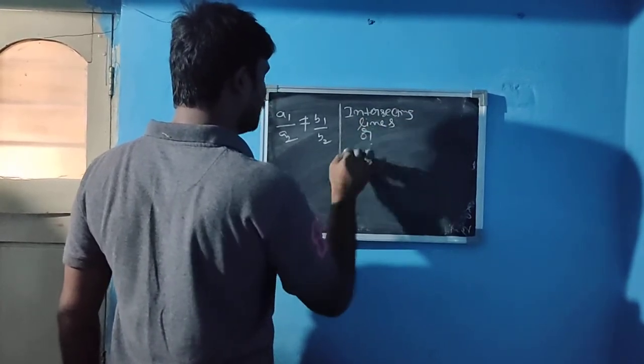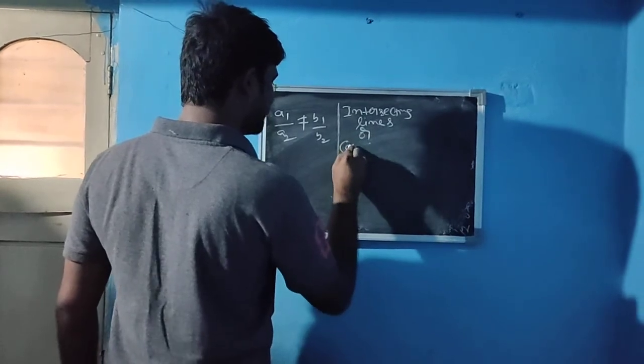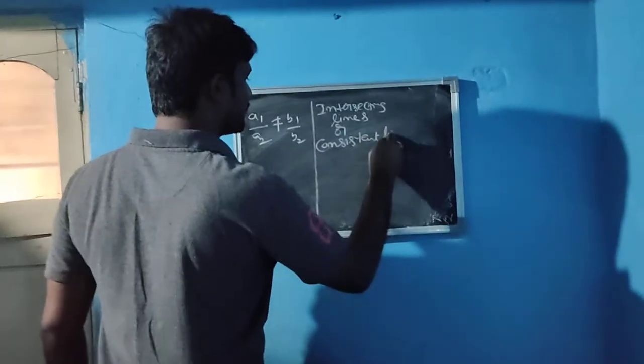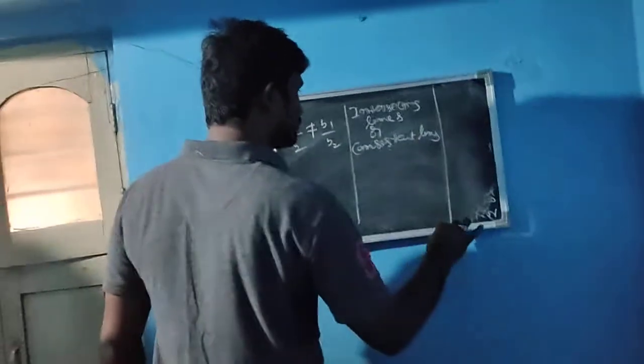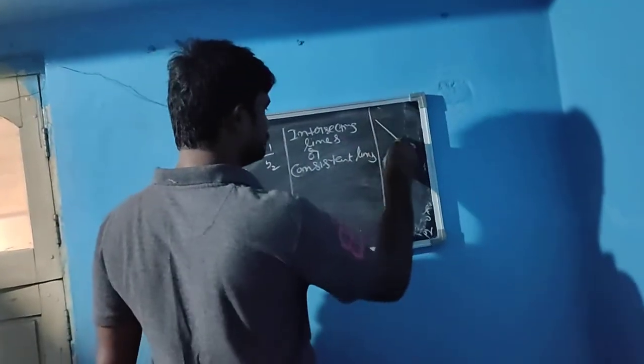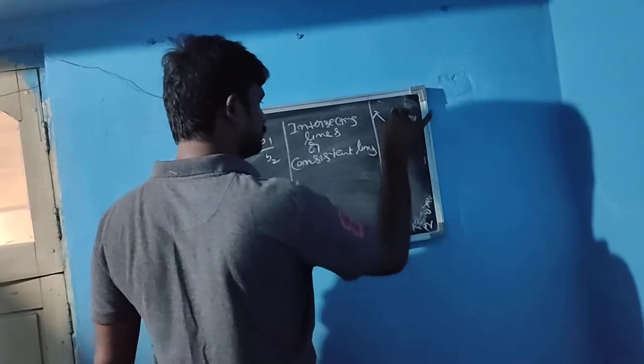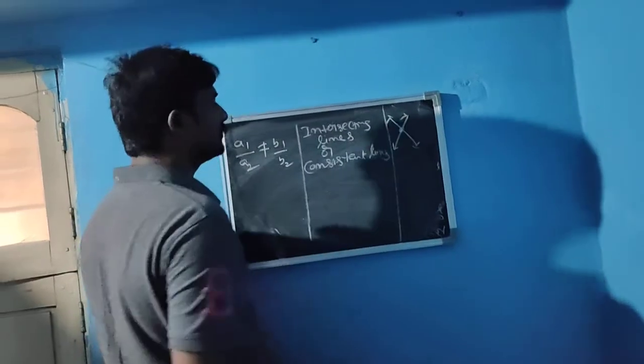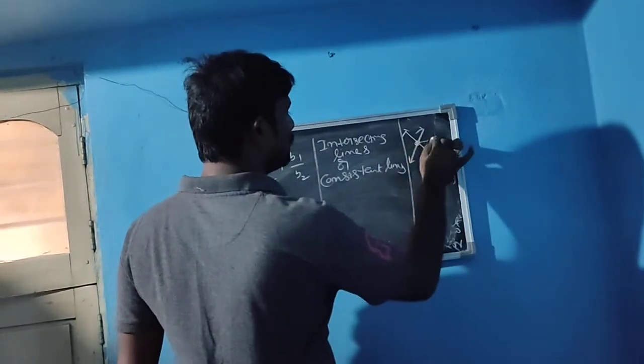One more name is called consistent lines. This way of graph, one solution.